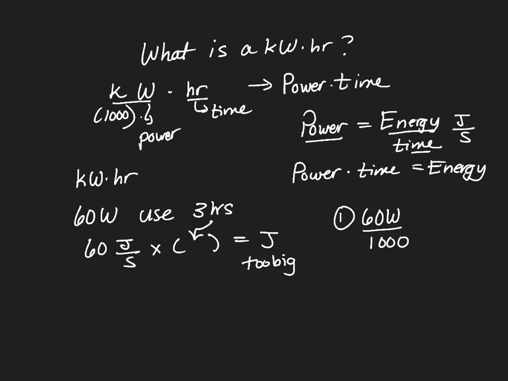Grams divided by 1,000 is kilograms. Watts divided by 1,000 is kilowatts. So if you do that, 60 divided by 1,000 is 0.060 kilowatts. It's already become a much smaller number.